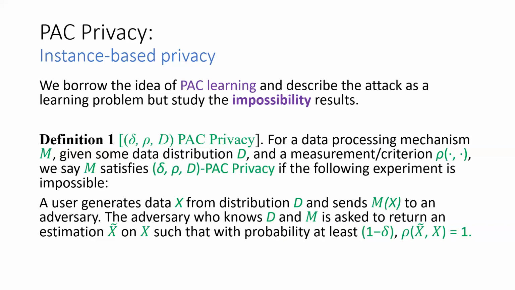So the definition is actually straightforward. For a mechanism M, given some distribution D and your selected success criterion, we say M satisfies PAC privacy if the following experiment is impossible, which is modeled as a game between the user and the adversary. The user generates your secret, encoded by M, and sends it to the adversary. The adversary is asked to return an estimation, and we want to ensure he cannot return a satisfactory estimation with a high chance, 1 minus delta.